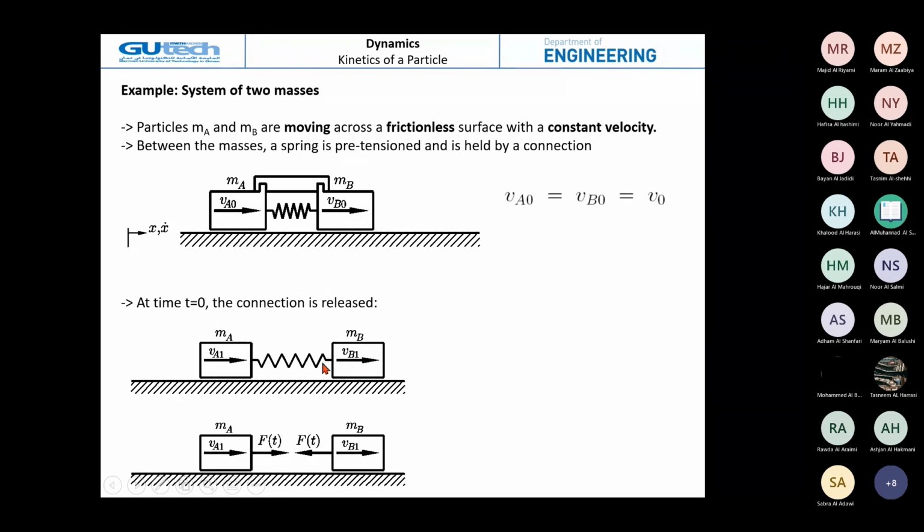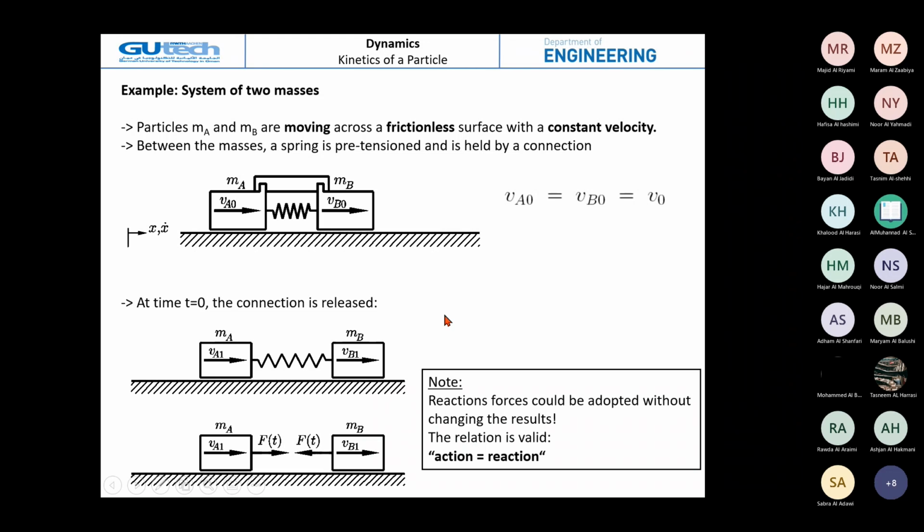Okay, we make a cut here to see the spring force. This spring force we call F. For the mass MA it is in tension, and for the mass MB it is in compression. Then the relation is valid that action is equal to reaction. Why? Because when we cut here, there is a force in tension, and there is a force in compression. That means when we make the sum of the forces, it should be equal to 0.